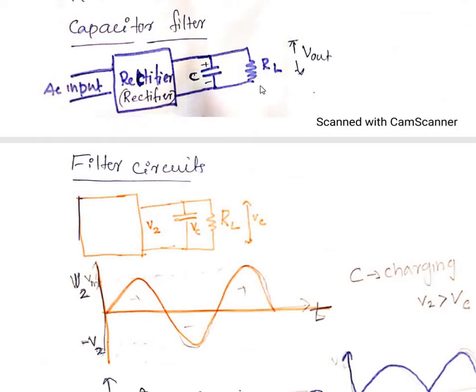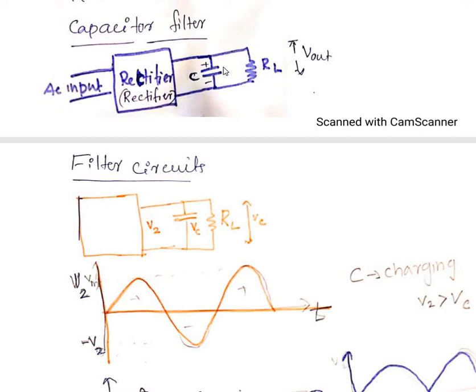So this is a diagram of a capacitor filter. Here is the AC input. This is a rectifier circuit. It may be a half-wave or a bridge rectifier, any rectifier. So we are given a capacitor as a filter here.